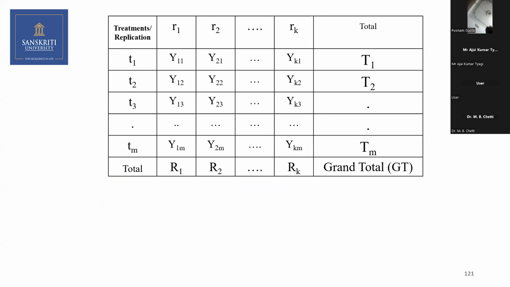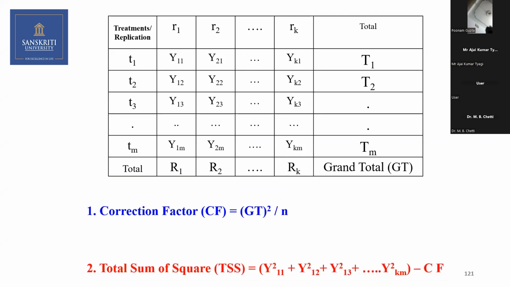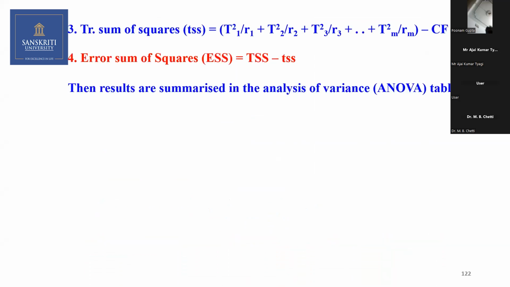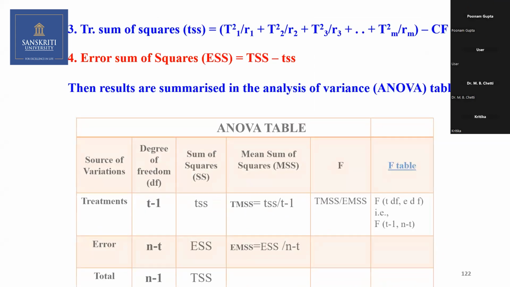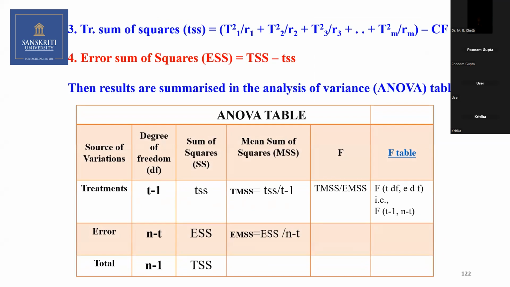of all the observations. We shall take up one example. These are the steps: first the correction factor, then the total sum of squares, then the treatment sum of squares, and the error sum of squares. The results in ANOVA are summarized as follows. This is the fixed dummy table: the first column is source of variation, second is degrees of freedom, third is sum of squares, and fourth is mean sum of squares, and F. The table F will not be there, but I have put it there to make you understand.